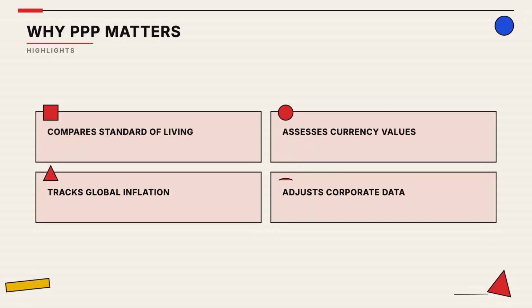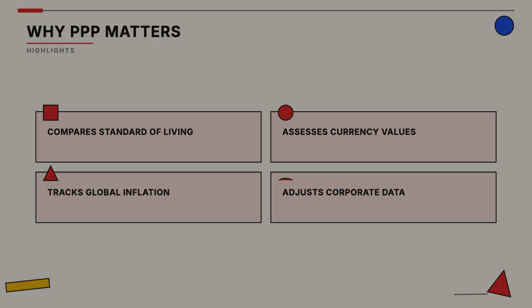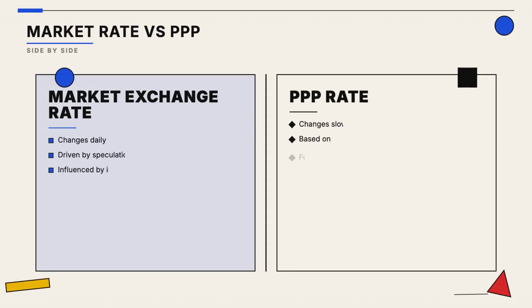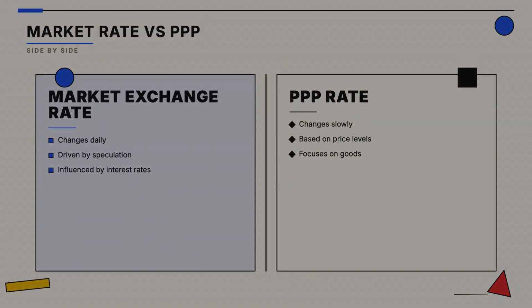Investors and economists use PPP to see if a currency is overvalued or undervalued relative to another. Market rates shift constantly due to trading, while PPP provides a long-term view of what money is actually worth.